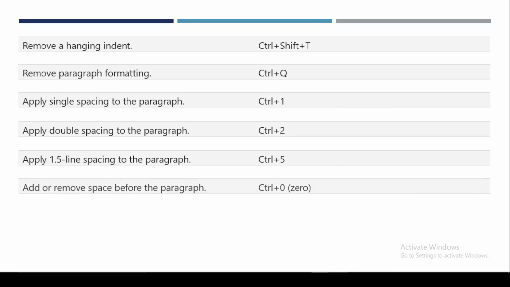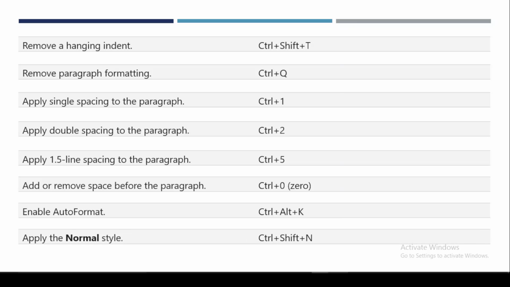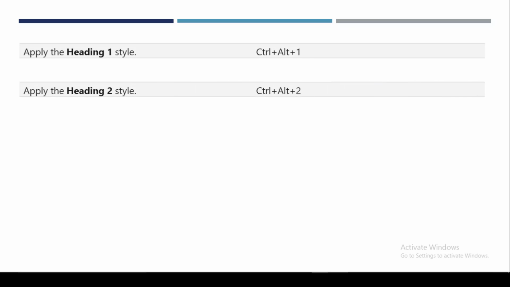Control plus 5, add or remove space before the paragraph. Control plus 0, enable auto format. Control plus Alt plus K, apply the normal style. Control plus Shift plus N, apply the heading 1 style. Control plus Alt plus 1, apply the heading 2 style. Control plus Alt plus 2, apply the heading 3 style.